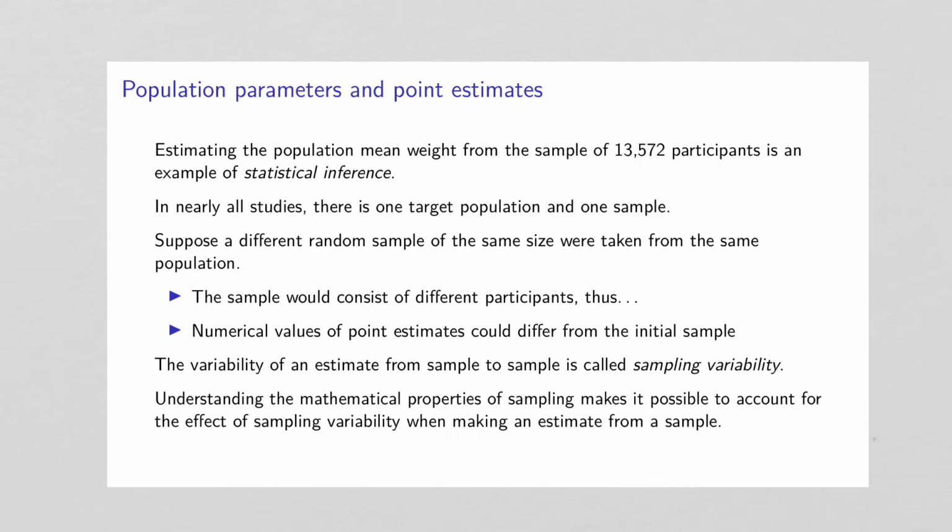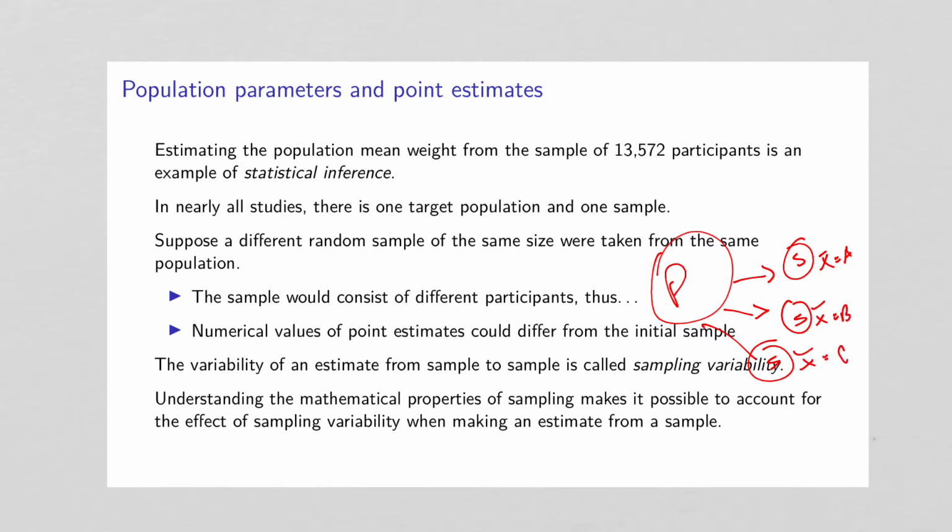Suppose a different random sample of the same size were taken from the same population. The sample would consist of different participants, and thus the numerical value of the point estimate could differ from the initial sample. Right? So if I have the big population and I take one sample, and another sample, and another sample, the mean here might be A, the mean here might be B, and the mean here might be C, just because, as we said before, there's natural variation in things, especially when you take these samples. So understanding the mathematical properties of sampling makes it possible to account for the effect of sampling variability when making an estimate from a sample.